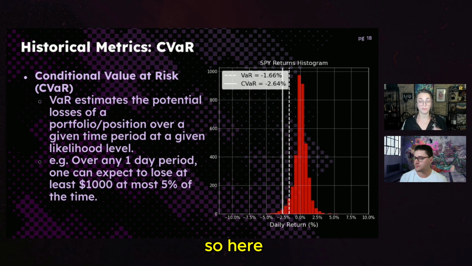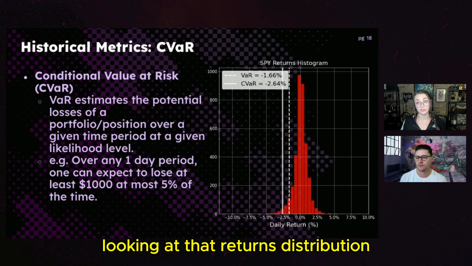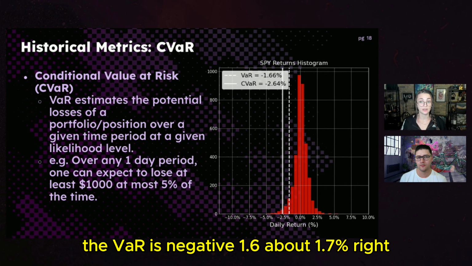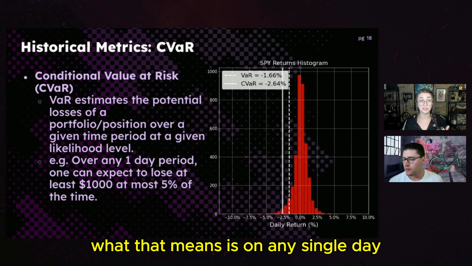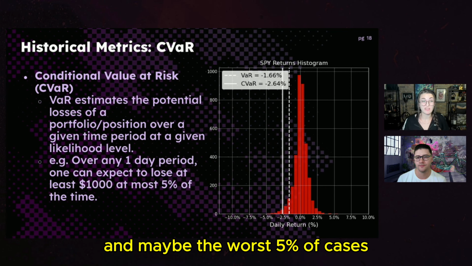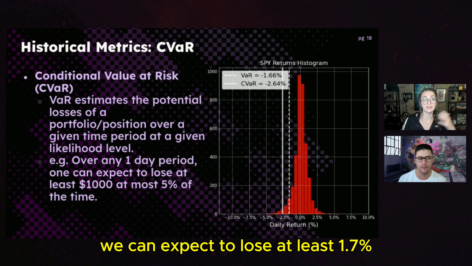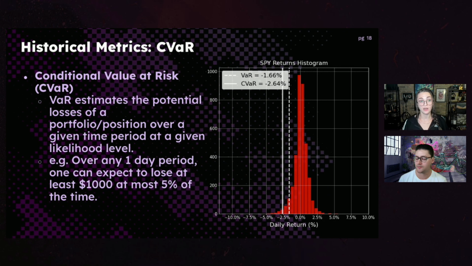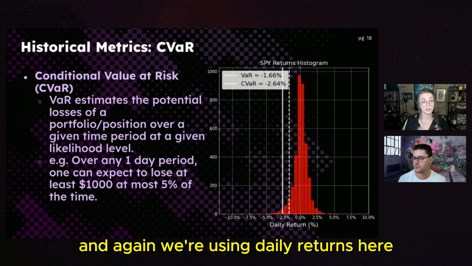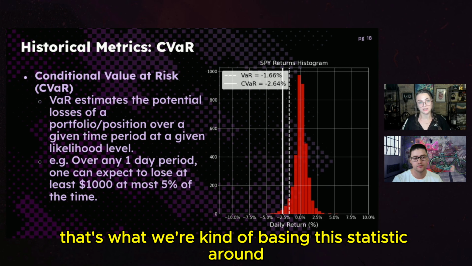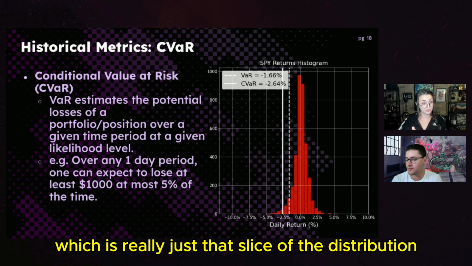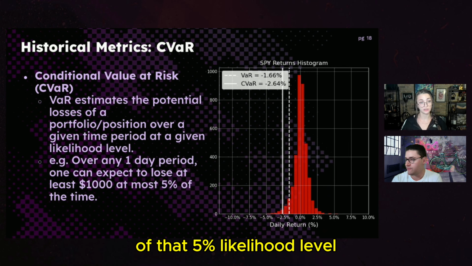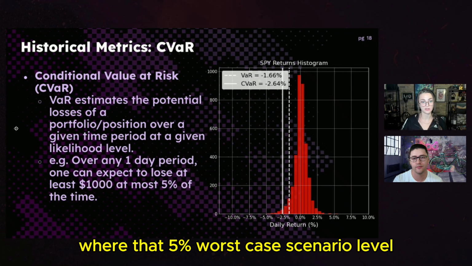So here for SPY, looking at that returns distribution, the VaR is negative 1.6, about 1.7%. What that means is on any single day, in maybe the worst 5% of cases, we can expect to lose at least 1.7%. And again, we're using daily returns here, so that's what we're basing this statistic around. That's value at risk, which is really just that slice of the distribution at the 5% likelihood level, or that 5% worst case scenario level.